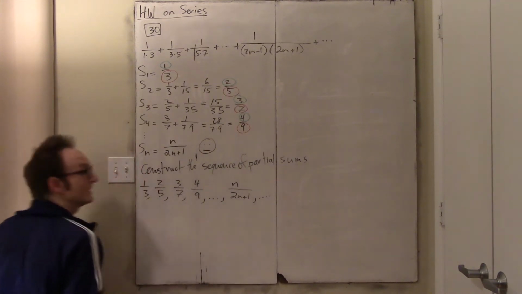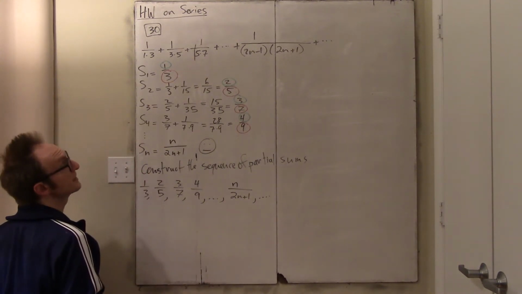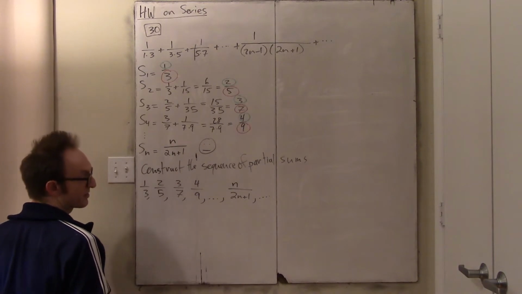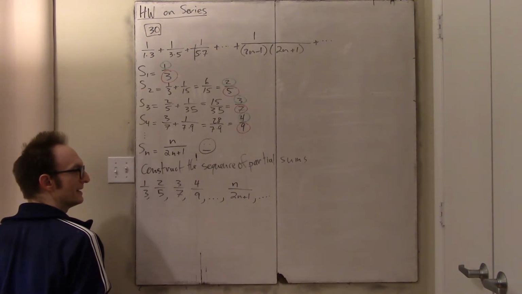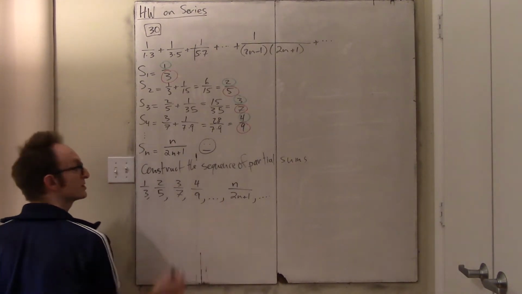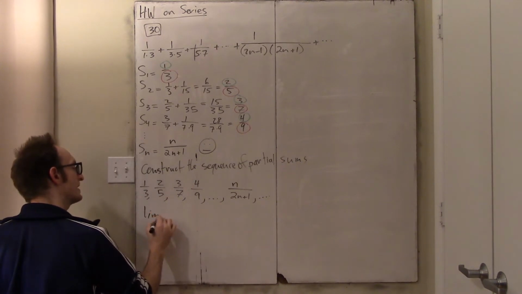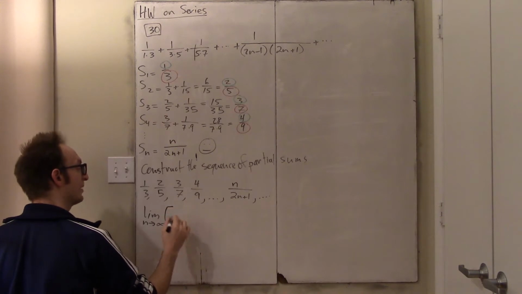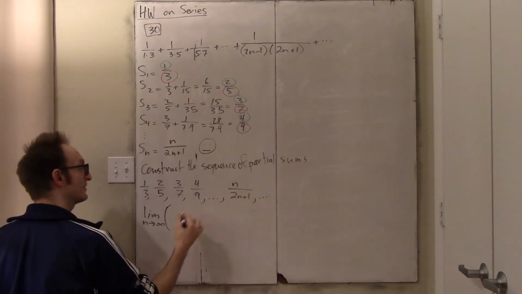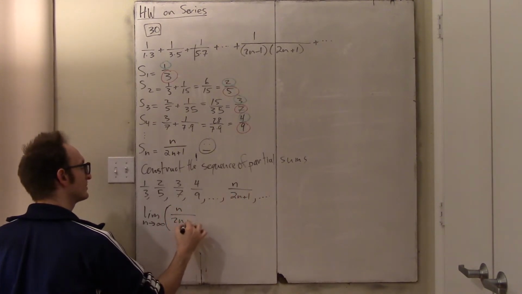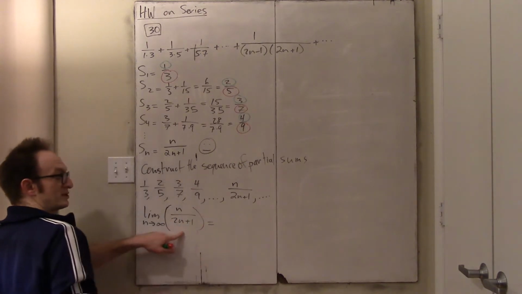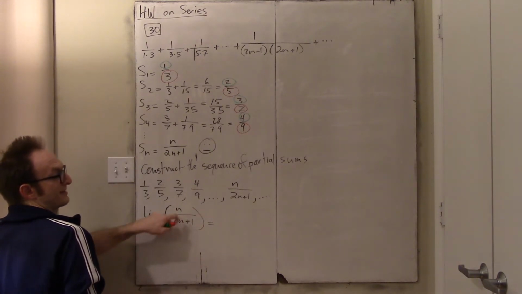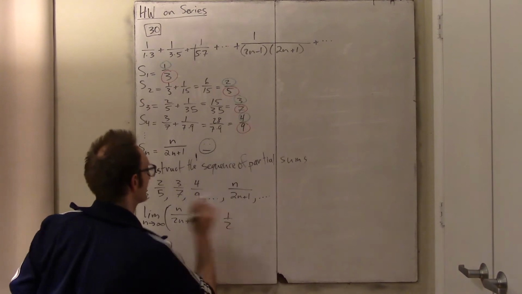So we say that the series converges if this sequence of partial sums has a limit. And what is the limit as n approaches infinity of the nth partial sum? Well, if the formula for the nth partial sum is n over 2n plus 1, then this is easily seen. Divide the top and bottom by n, we see that this is 1/2.